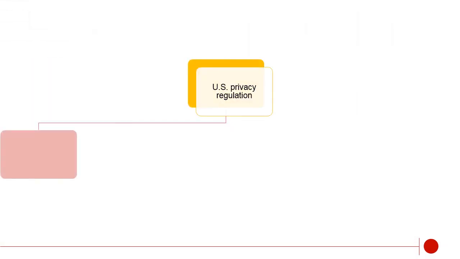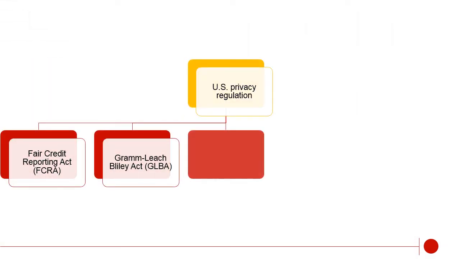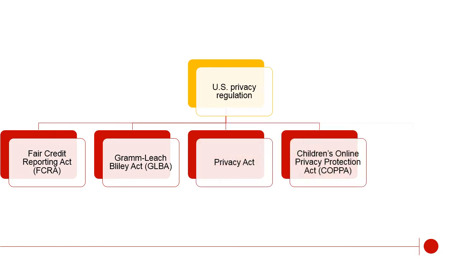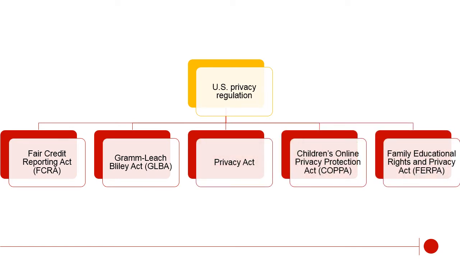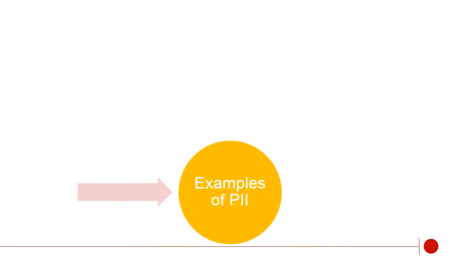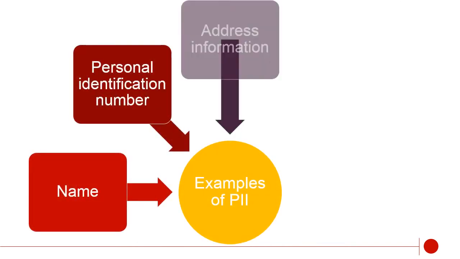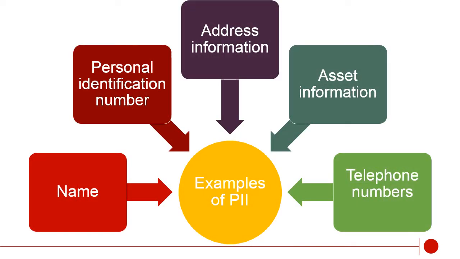U.S. privacy regulations are the Fair Credit Reporting Act, FCRA, the Gramm-Leach-Bliley Act, GLBA, the Privacy Act, the Children's Online Privacy Protection Act, COPPA, and the Family Educational Rights and Privacy Act, FERPA. Examples of PII are name, personal identification number, address information, asset information, and telephone numbers.